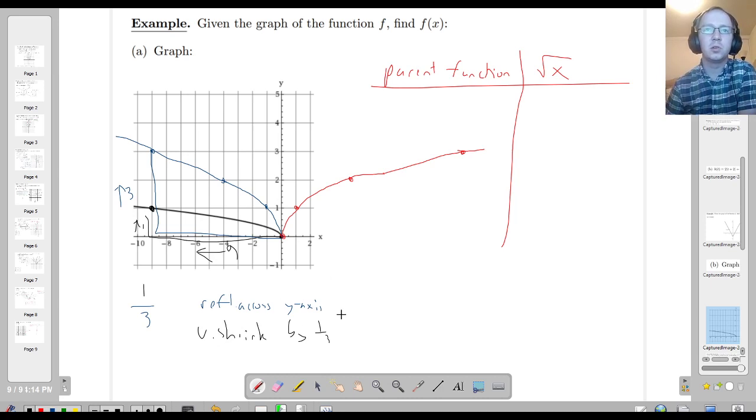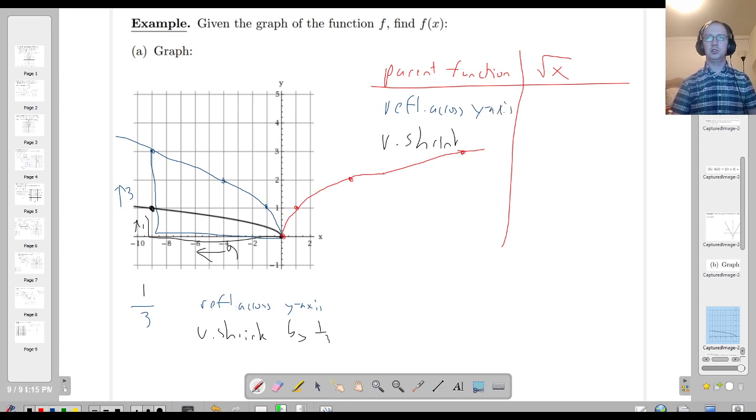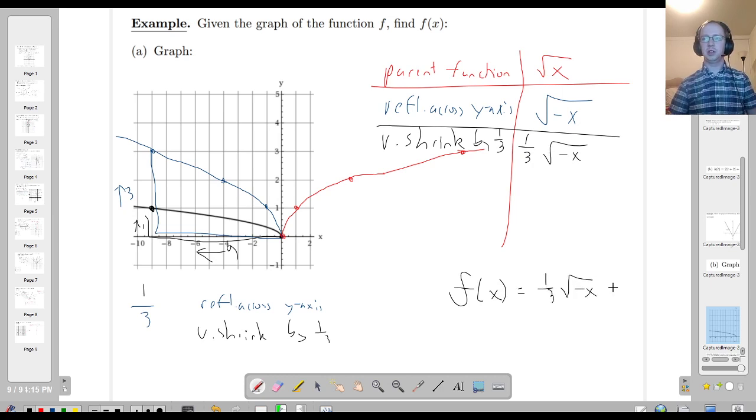And it really doesn't matter what order we pick here. Because there's no shifts, I don't have to worry about doing the shifts last. So I'll just do the order I've already written down: reflection across the y-axis, and a vertical shrink, or you could just say a shrink, by a factor of 1/3. So let's define those. Reflecting across the y-axis, you take the function and plug in negative x. Vertically shrinking by a factor of 1/3, you take the entire function and multiply it by 1/3. So the function we've graphed here is 1/3 times the square root of negative x.